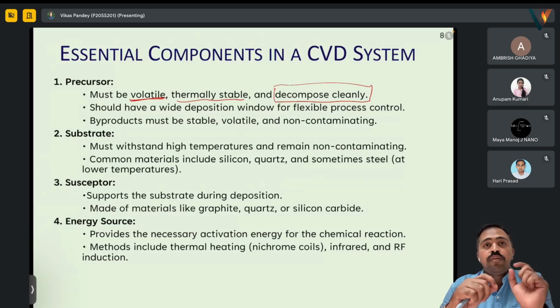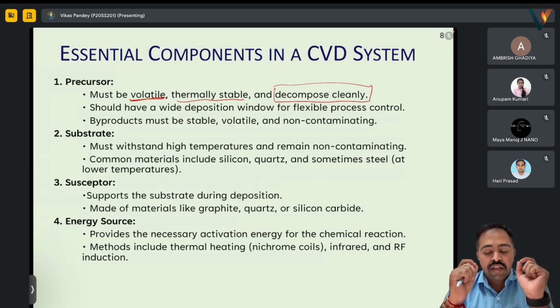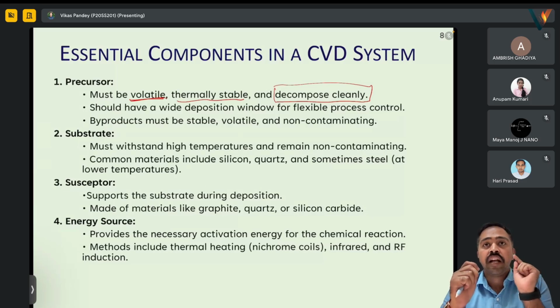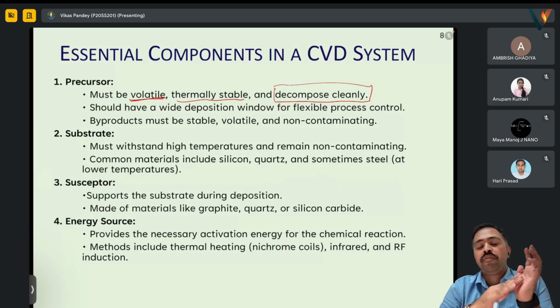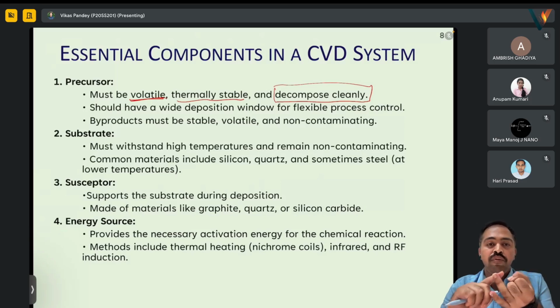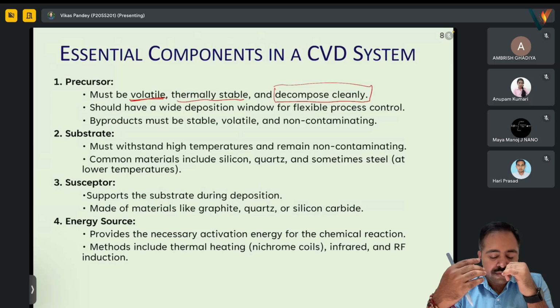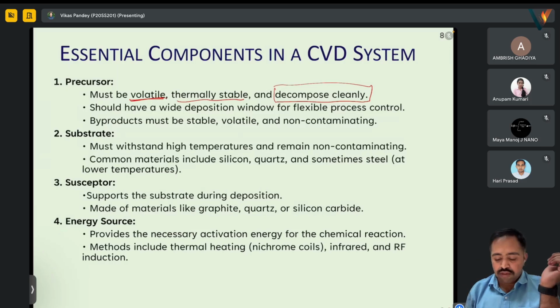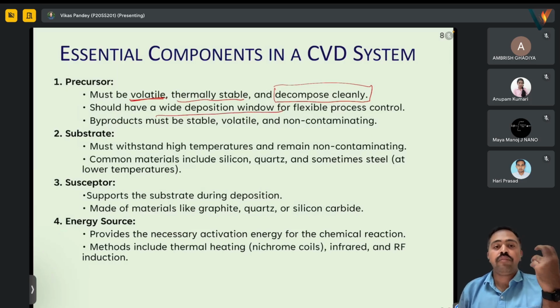It should also not be such that the particular reaction happens at one single parameter only, with no other parameter facilitating the reaction. That is not a good precursor, because we may want to vary our thickness and our uniformity, and for that we want a wide deposition window so that we can have some control over it. Okay.